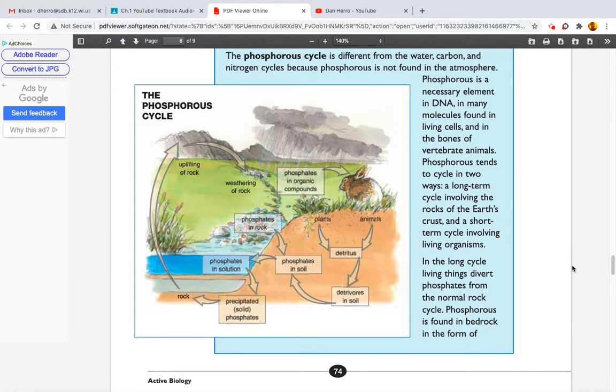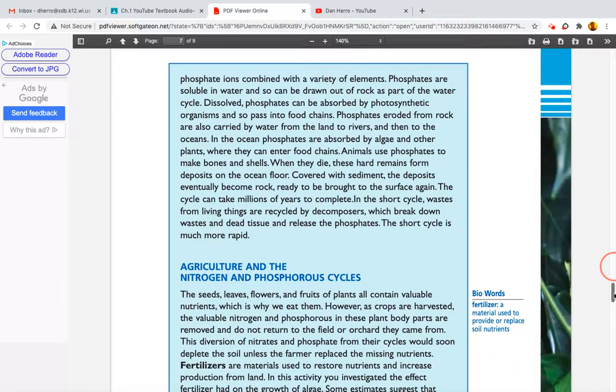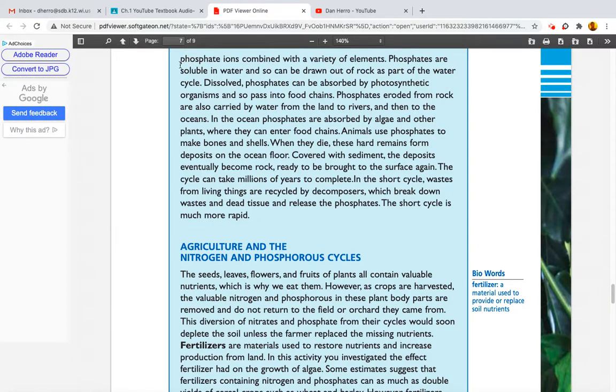living things divert phosphates from the normal rock cycle. Phosphorus is found in the bedrock in the form of phosphate ions combined with a variety of elements. Phosphates are soluble in water and can also be drawn out of rock as part of the water cycle. Dissolved phosphates can be absorbed by photosynthetic organisms and so pass into food chains.